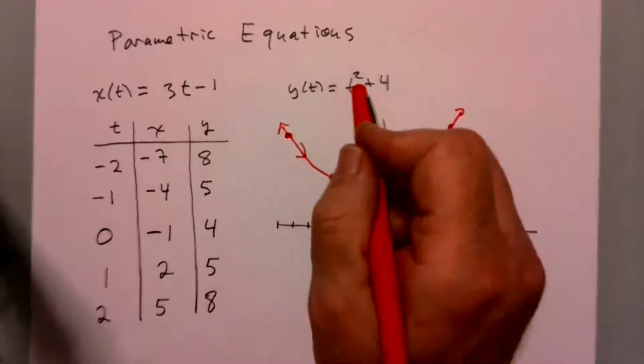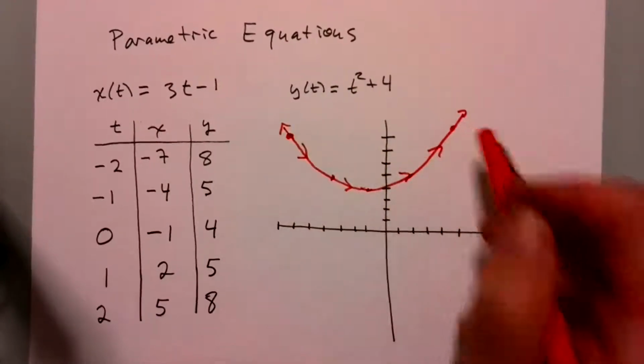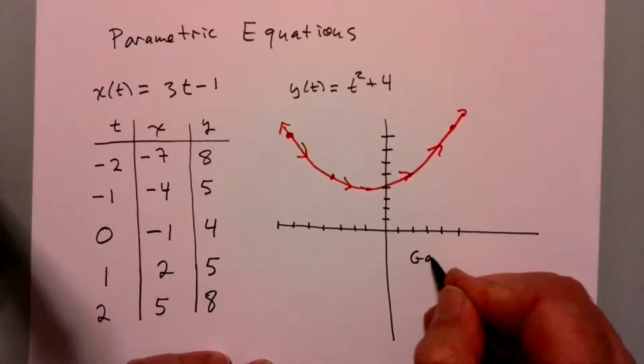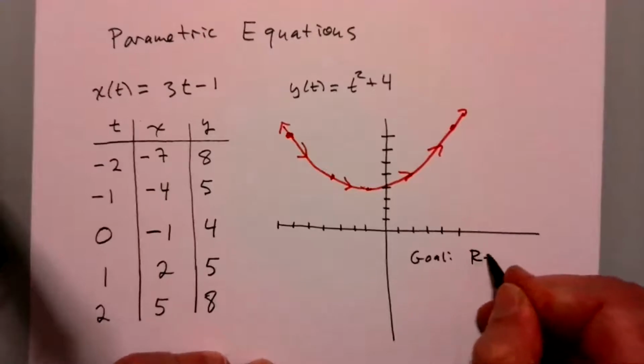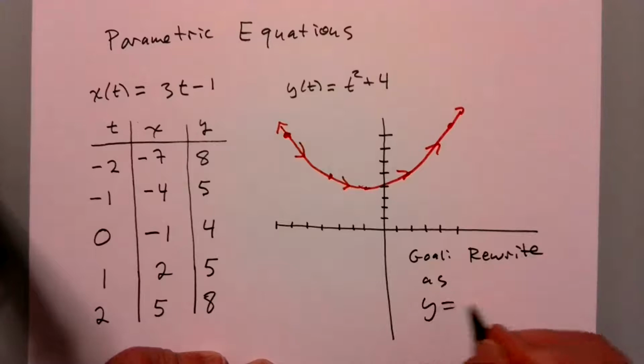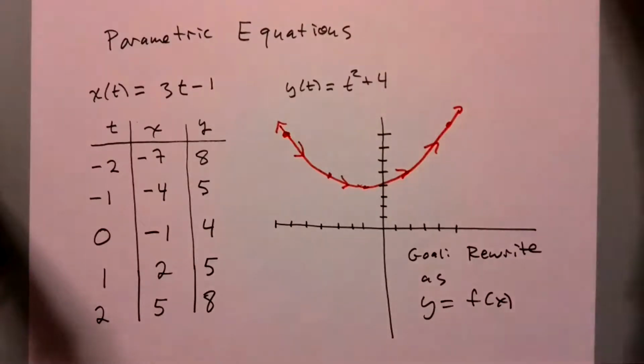Can I express this graph as y is a function of x? So the goal is to rewrite this as y is some function of x. To do that, the process we're going to use is called eliminating the parameter. Eliminating the parameter. So let's do that. Thank you for the like so early in the discussion. So let's go ahead and eliminate the parameter, see what we get.